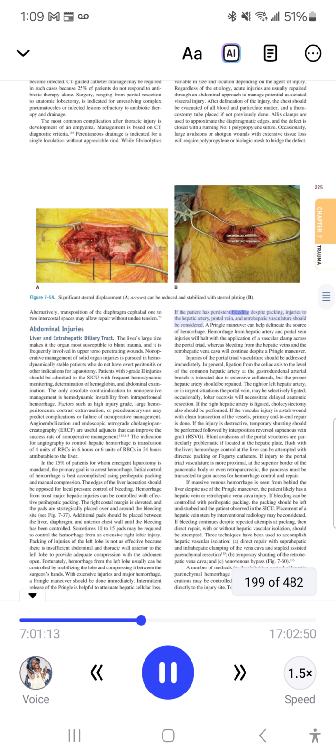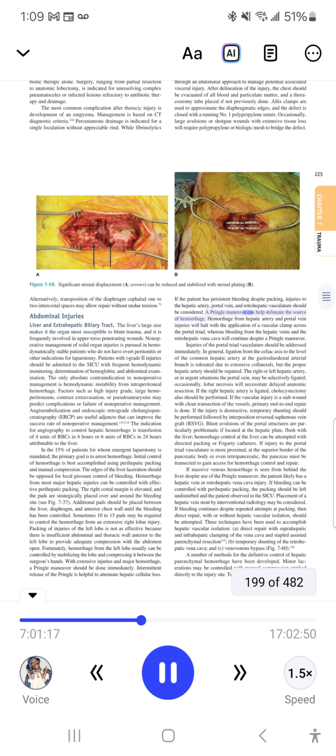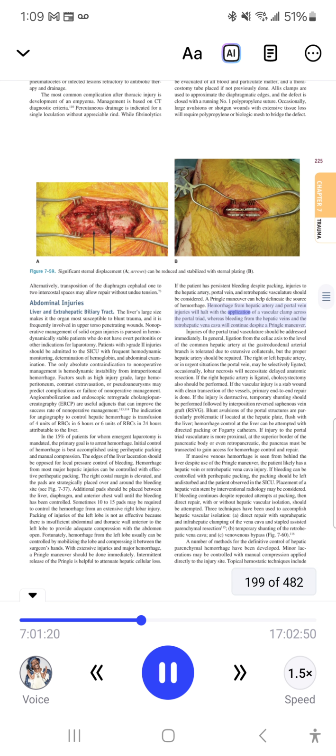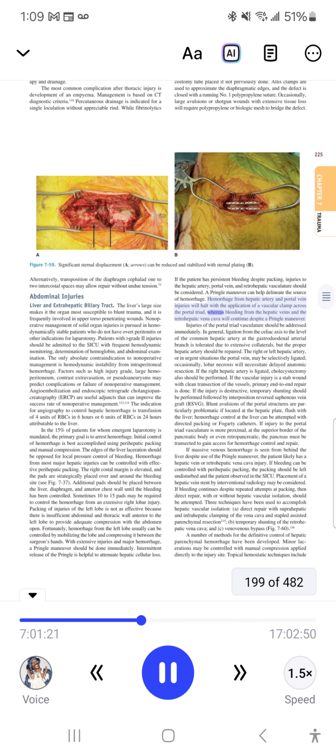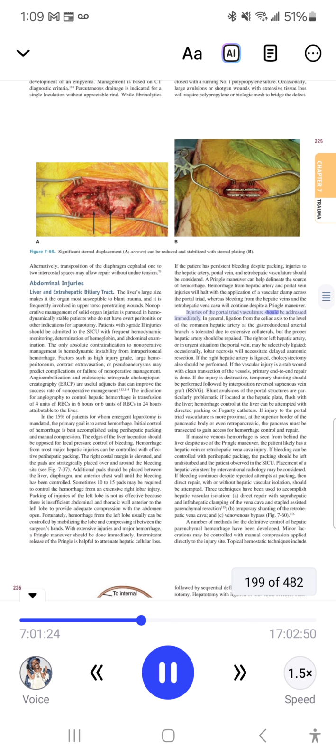If the patient has persistent bleeding despite packing, injuries to the hepatic artery, portal vein, and retrohepatic vasculature should be considered. A Pringle maneuver can help delineate the source of hemorrhage. Hemorrhage from hepatic artery and portal vein injuries will halt with the application of a vascular clamp across the portal triad, whereas bleeding from the hepatic veins and the retrohepatic vena cava will continue despite a Pringle maneuver. Injuries of the portal triad vasculature should be addressed immediately.